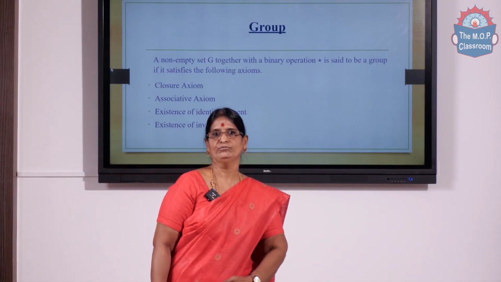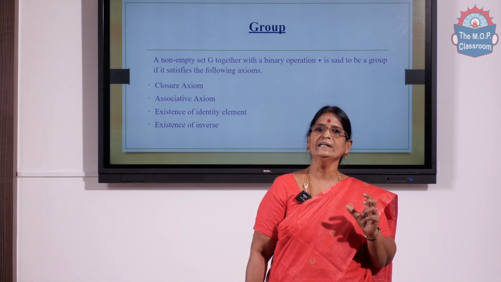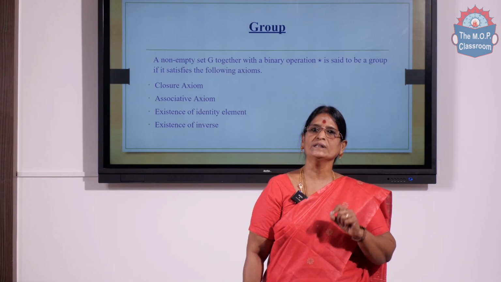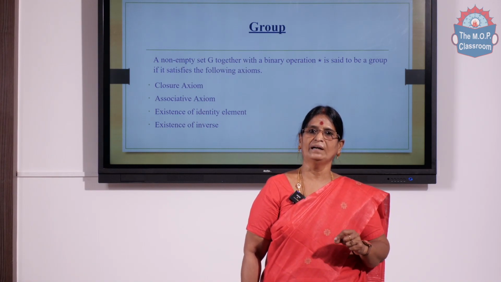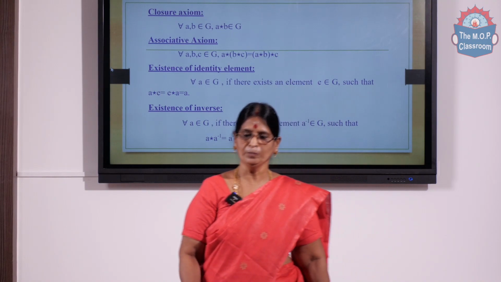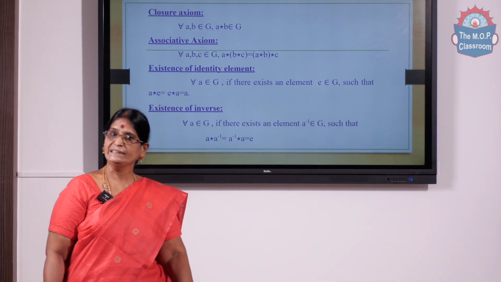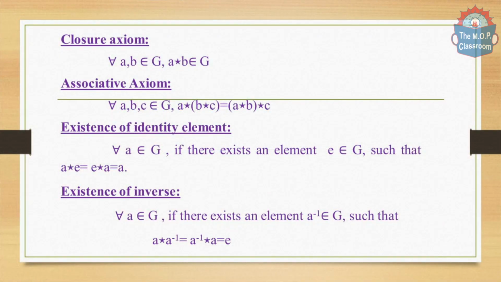Next, the definition of group. To define the algebraic structure group, we need a non-empty set first, together with some binary operation. For example, G is a non-empty set, together with the binary operation star, said to be a group if it satisfies the following axioms. What are the following axioms? The axioms are called closure axiom, associative axiom, existence of identity and existence of inverse. The order is very essential here. We cannot go by the order, first checking the third, then the second, then the fourth, then coming to the first. So the order is very important.